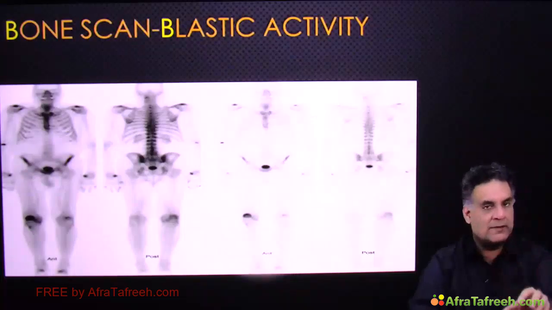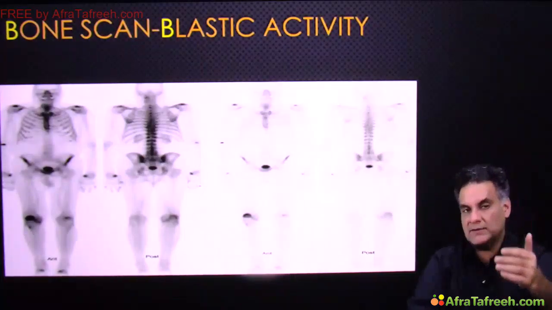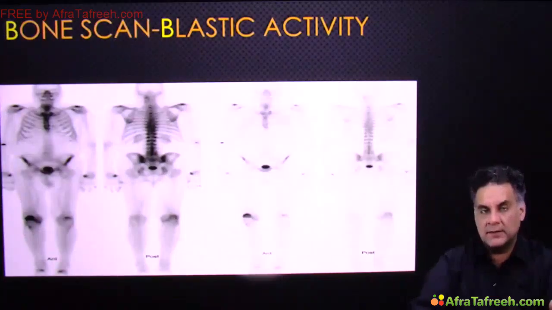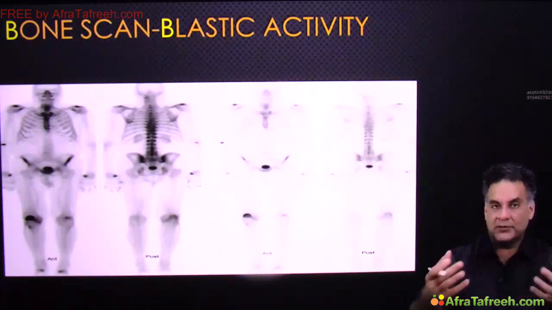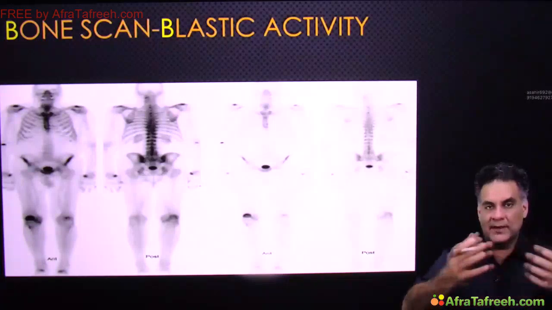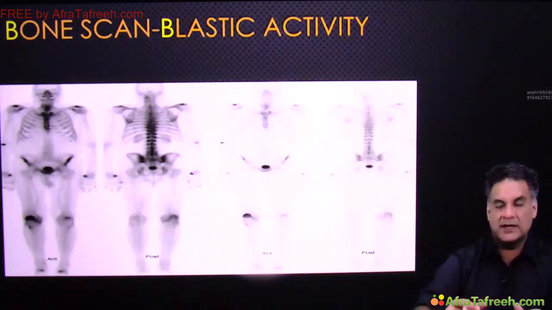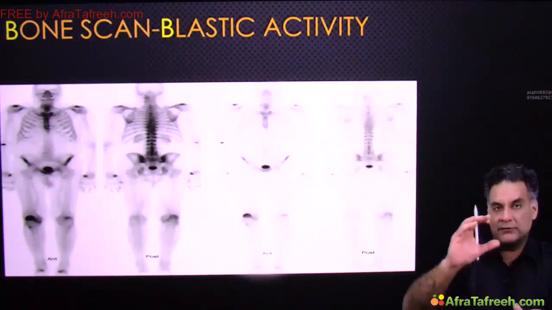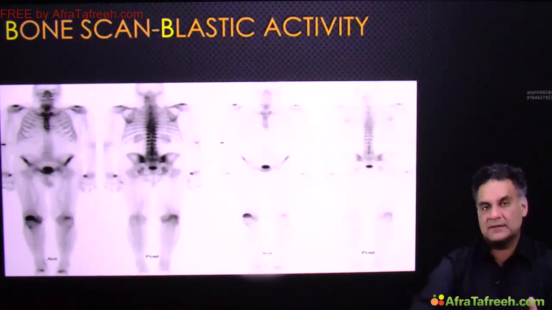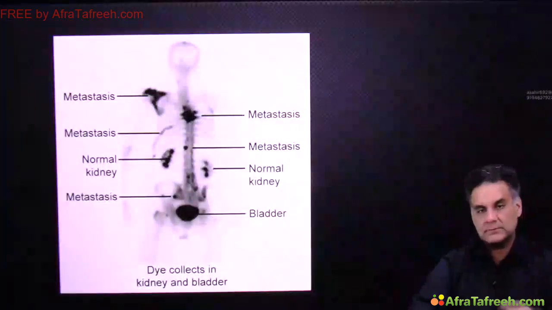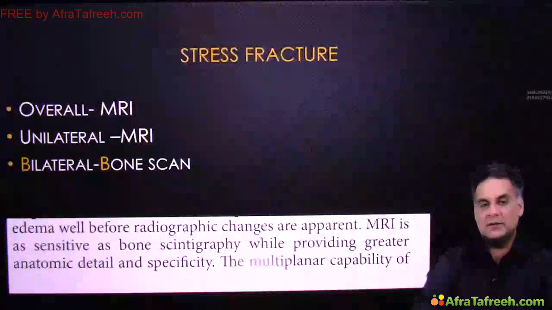Infection, bone will be damaged, osteoblast will repair, bone scan positive. If there is a tumor like prostate, which is osteoblastic metastasis, bone scan will be positive. B for bone scan, B for blastic activity. That's how the hyperintense area looks like.